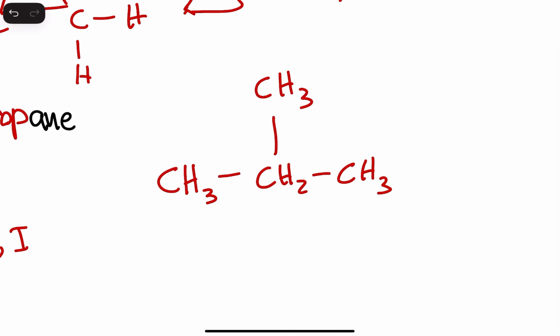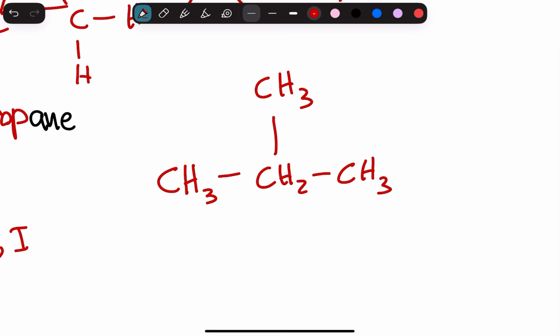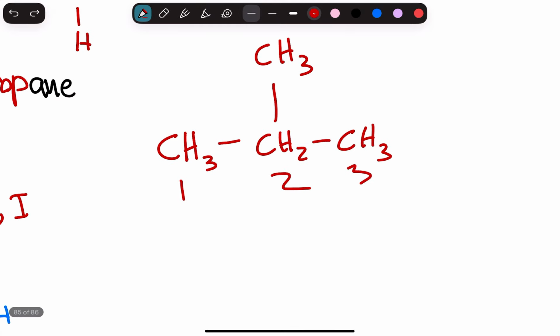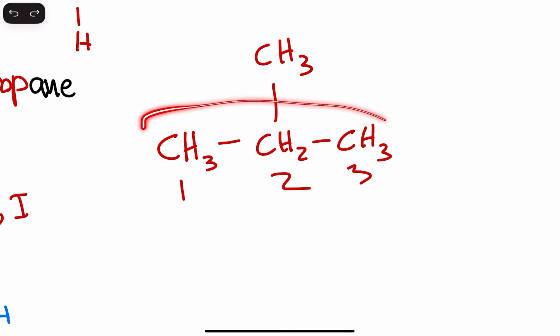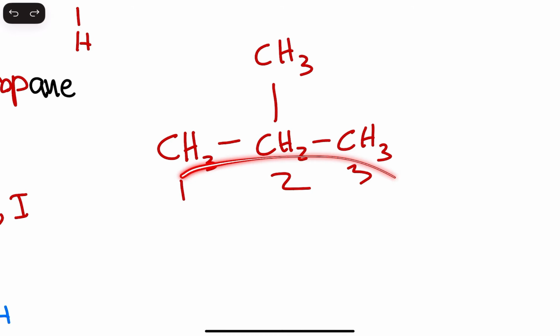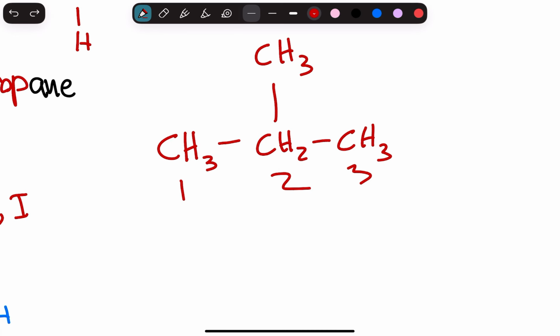Since this one is in the middle, it doesn't really matter, but we'll do another example where it does matter. So we can go 1, 2, 3, or we can go 1, 2, 3. You can pick the order depending on where you want your substituent to be. But let's just go with this one. So we have identified our parent chain, or our longest chain, and we have numbered it. Now let's start naming the parent chain. So this has 3, so it's going to be propane.